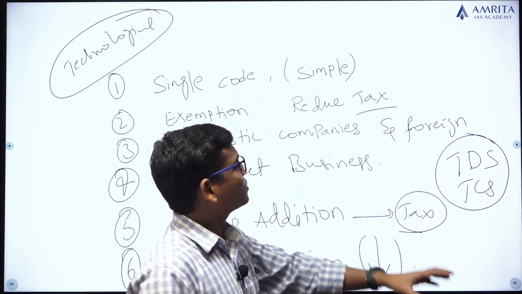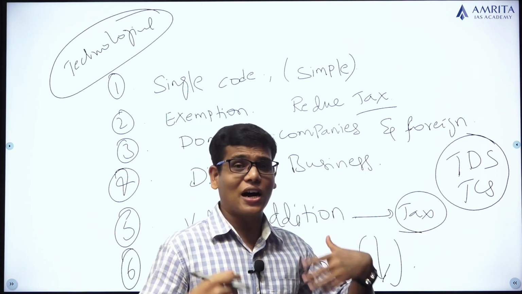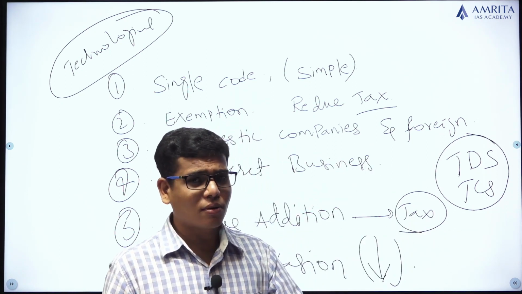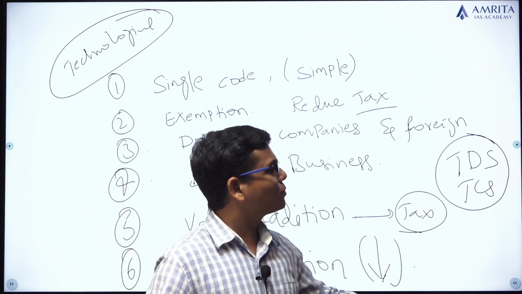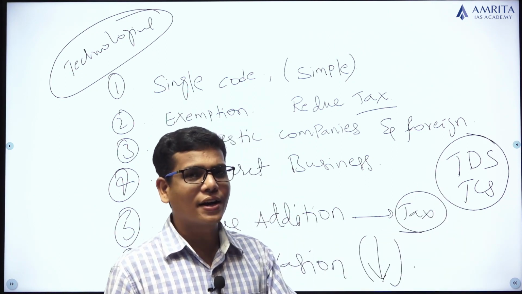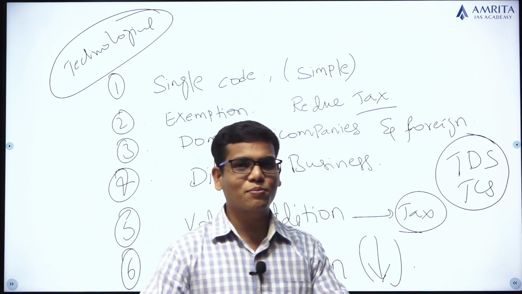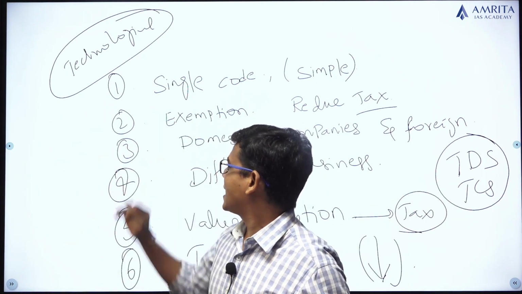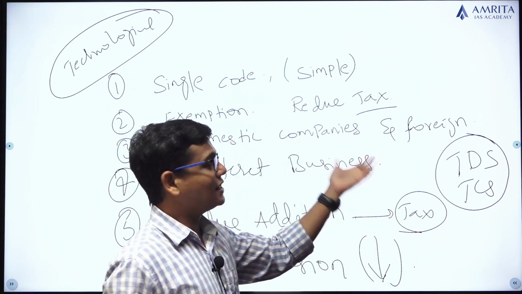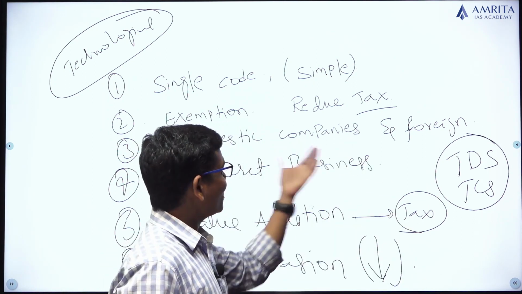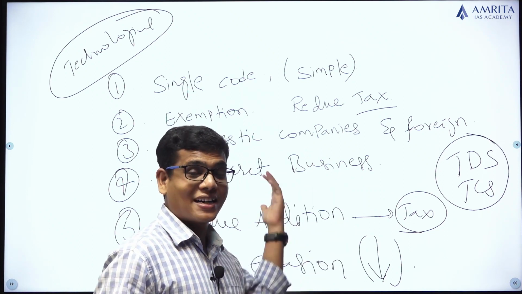So you must make policies in such a way that it becomes so simple. Voluntarily people should come and pay, with these TDS and TCS provisions and technological aspects, and addressing the disparities between the Indian company and foreign company, different businesses, the tax burden, and exemptions.